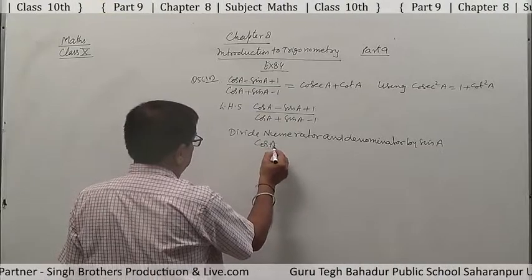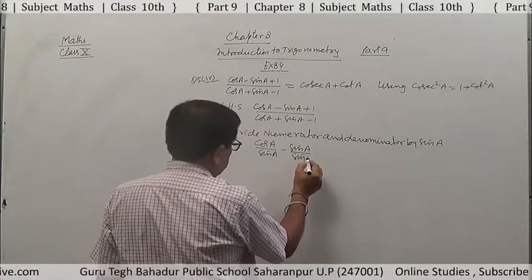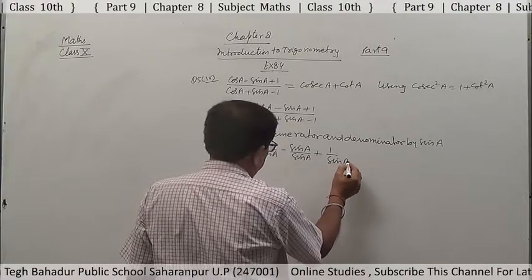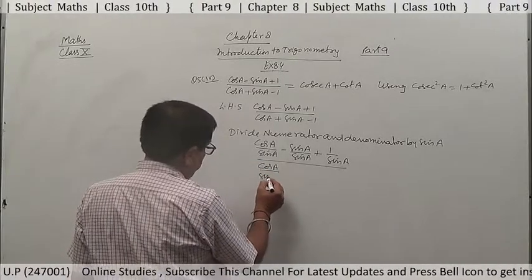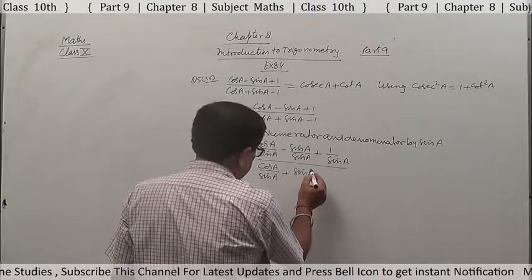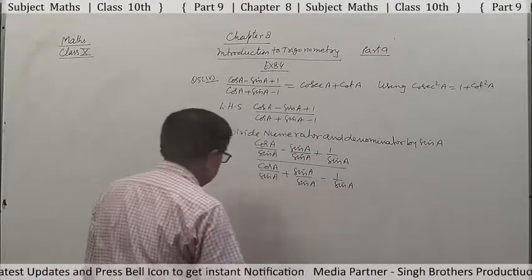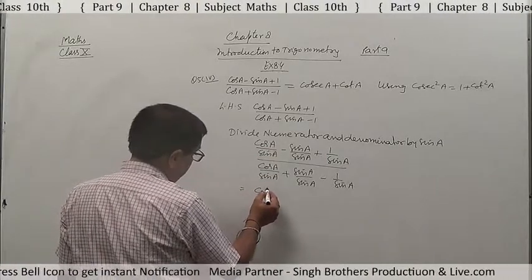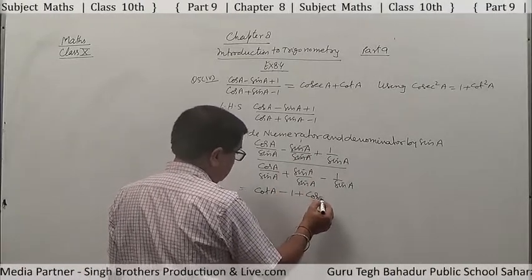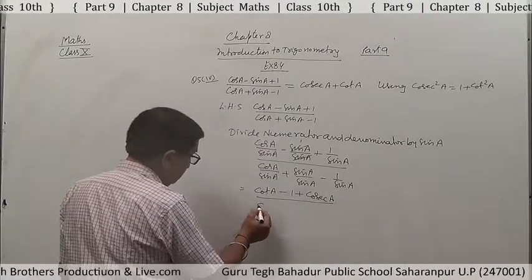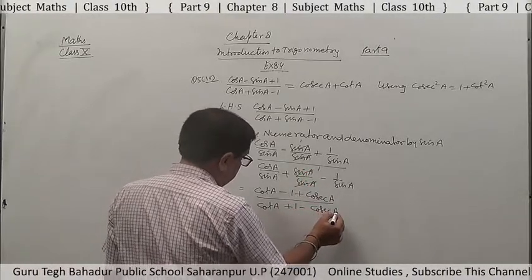So it will be cos A upon sin A minus sin A upon sin A plus 1 upon sin A. In the same way, cos A upon sin A plus sin A upon sin A minus 1 upon sin A. Cos upon sin, that is cot A. This sin and sin cancel, minus 1. 1 upon sin is cosec A. Cot A, this cancel it, plus 1 minus cosec A.